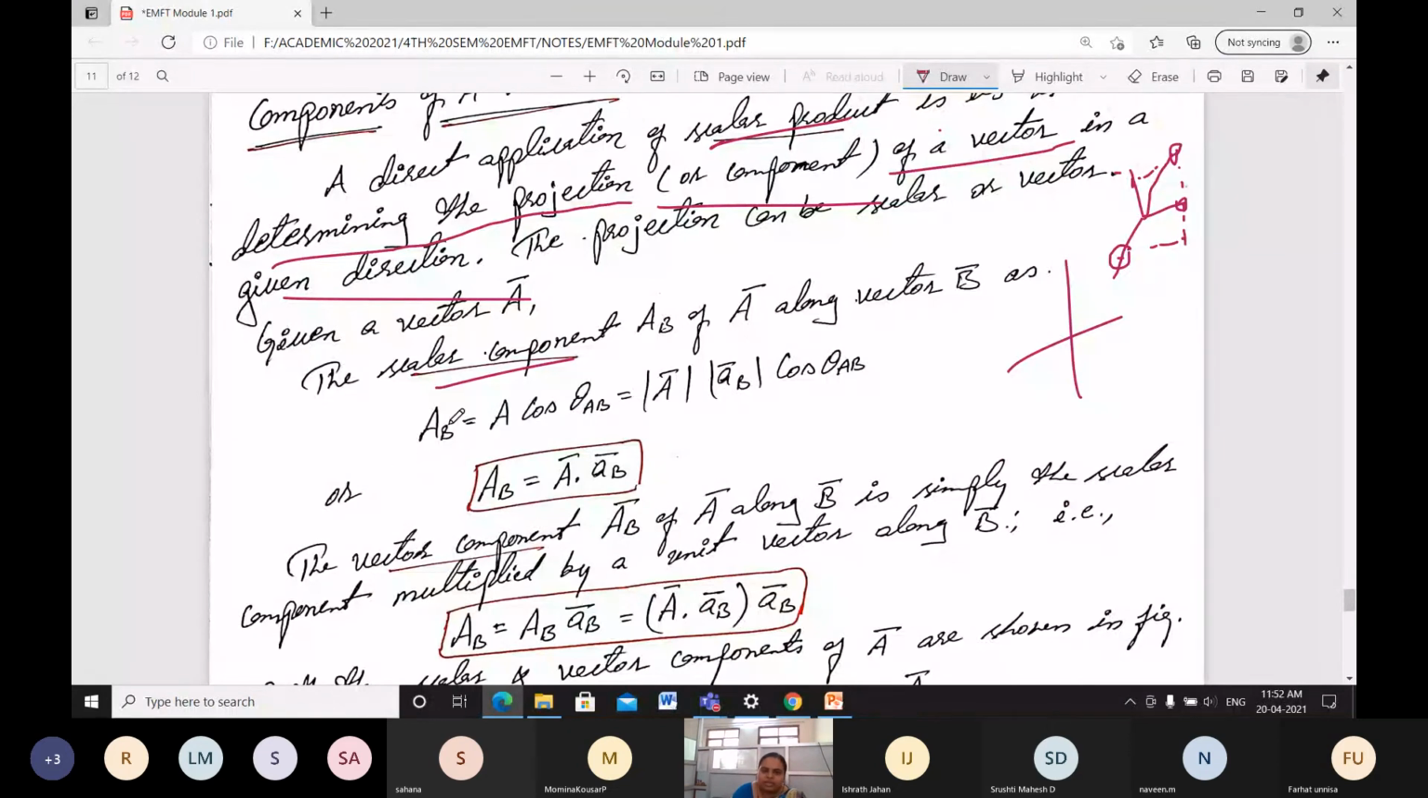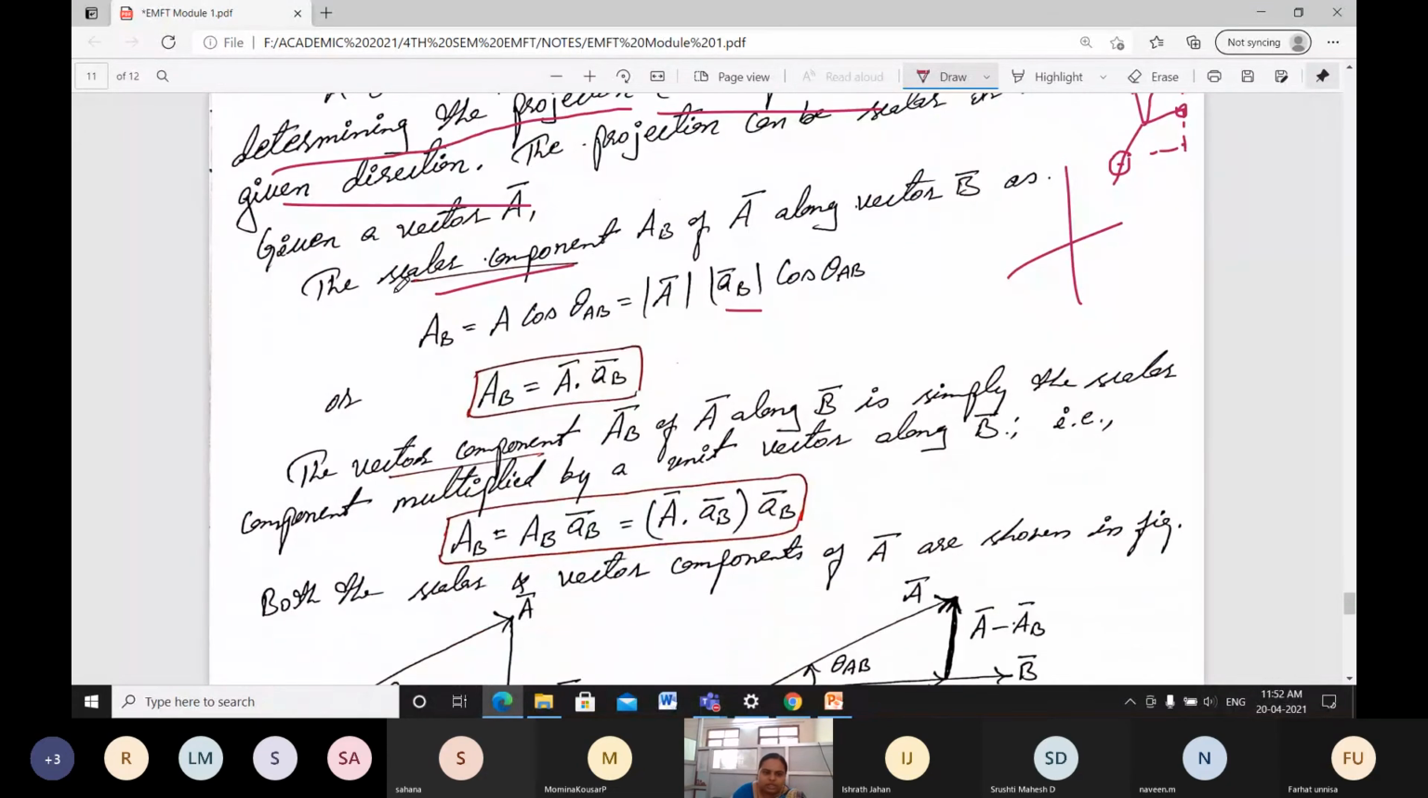It's going to be A_B equals A cos theta_AB, or else it's going to be equal to the magnitude of vector A with the unit vector along the B direction. Observe here the B direction; I told you which direction it's going to be moving. That's what is given here. A_B equals A cos theta_AB, or else I can write A_B equals vector A dot unit vector of B. This is for a scalar component.